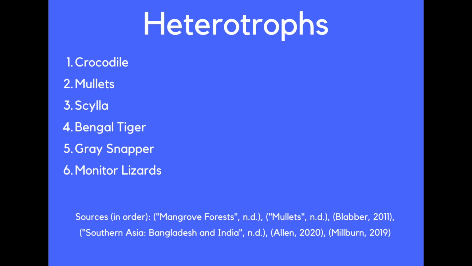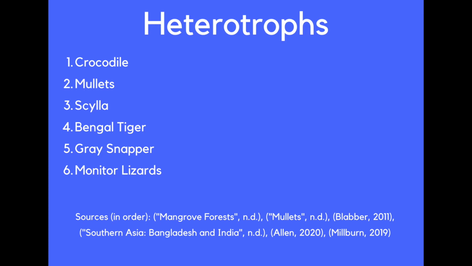A heterotroph is an organism that must eat other things in order to gain its nutrition. Good examples for heterotrophs in this environment include crocodiles, mullets, scyllas, Bengal tigers, gray snappers, and monitor lizards. Their diets are as follows. Crocodiles are carnivores, mullets are herbivores, scyllas are carnivores, Bengal tigers are carnivores, gray snappers are carnivores, and monitor lizards are herbivores.